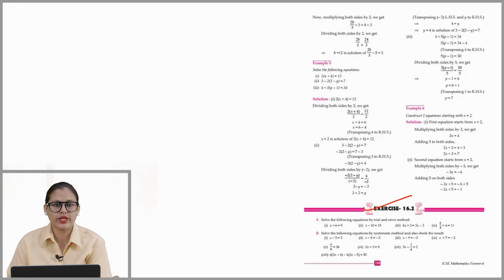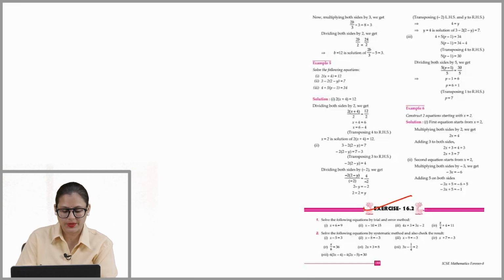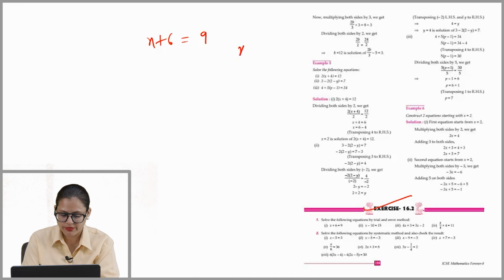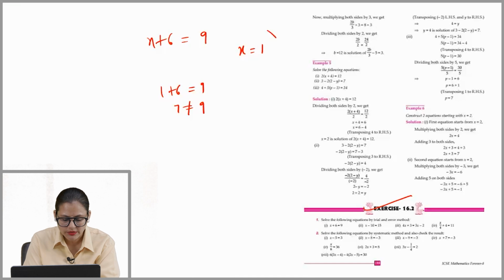Solve the following equations by trial and error method. Okay, x plus 6 is equal to 9. So what can you do? You can make a table or you can put values as it is. Let's first put the value of x as 1. 1 plus 6 is equal to 9. 7 is not equal to 9. That means this is not the value.